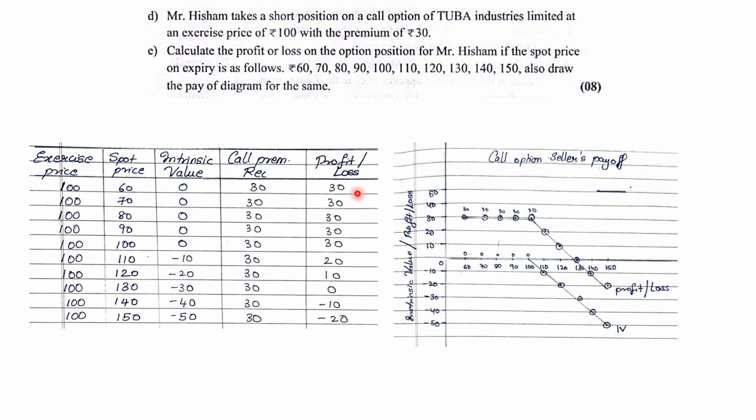Same way we have to do for profit and loss. So 30, 30, 30, 30, all in one line. Then 20, 10, 0, negative 10 and negative 20. That is the payoff line for profit and loss. So this is how you all have to draw the call option seller's payoff or short position payoff diagram.